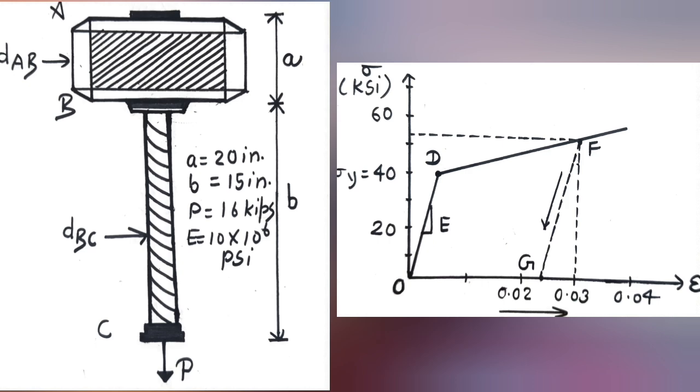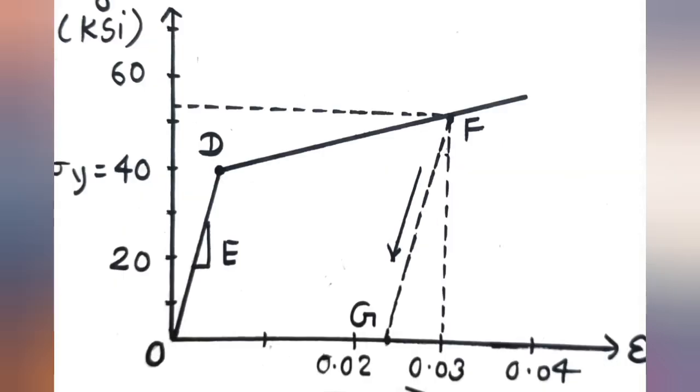Now look at the graph. This is a graph between stress and strain. On the y-axis we have the stress, denoted by sigma, with units psi, and on the x-axis we have the strain, denoted by epsilon, which has no unit because strain is a unitless quantity. So this is the sigma-epsilon diagram, or stress-strain diagram. Let me point out some points in this diagram.